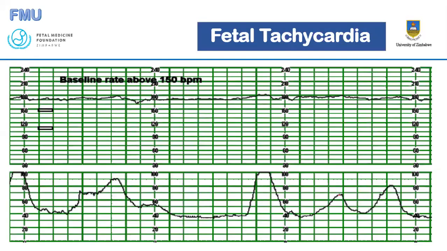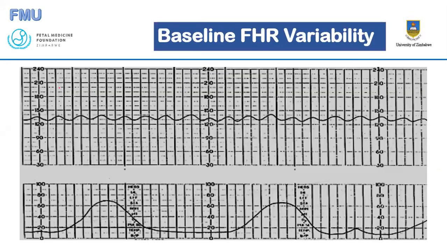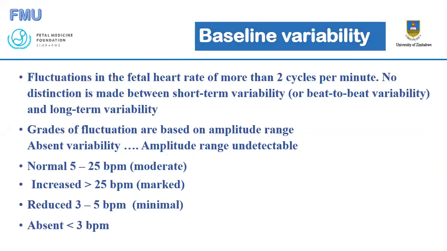Where did it hide? Sorry. Okay. Oh, it ended up here. Right. So what is it? It is the fluctuation in the fetal heart rate of more than 2 cycles per minute. No distinction is made between short-term variability and long-term variability. When we are doing CTG, short-term variability is interpreted when we are doing computerized CTG.